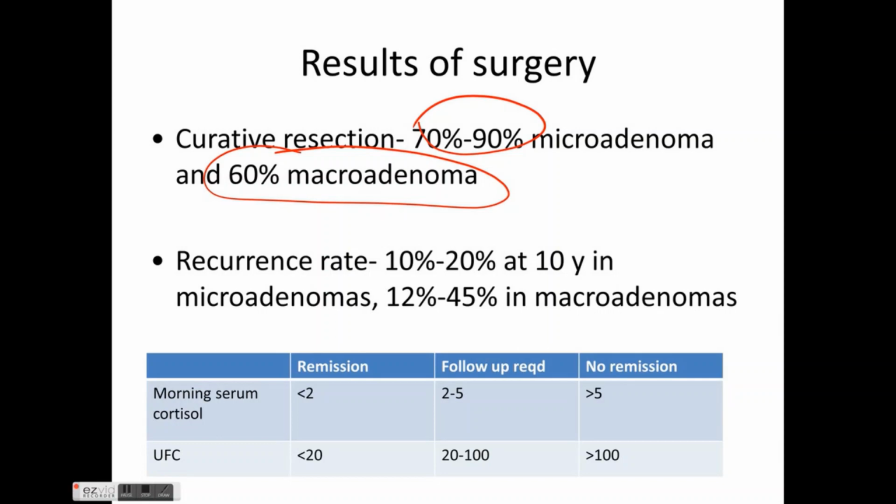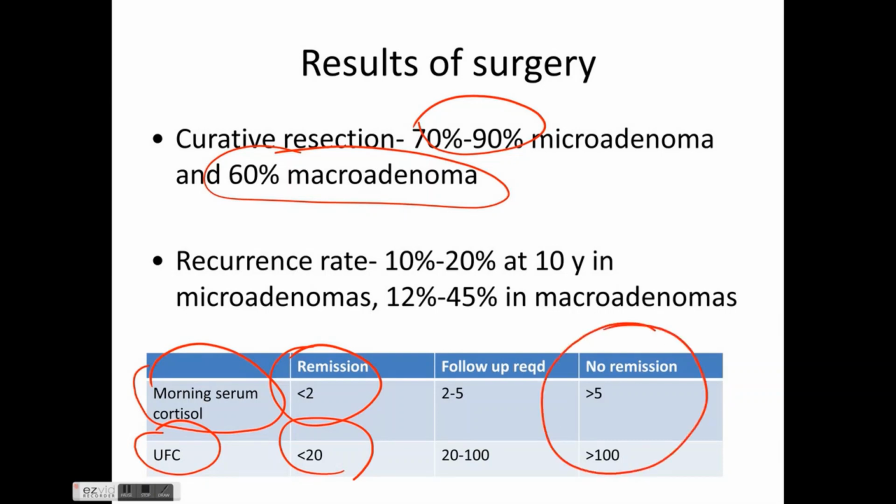Now, when do we call the patient in remission or no remission? If the morning serum cortisol is less than 2, it is suggestive of remission. If the urinary free cortisol is less than 20, it is also suggestive of remission. If the same values are more than 5 or more than 100, it is suggestive of a surgical failure and there is no remission. If the values are in between, in the gray zone, like 2 to 5 of cortisol or 20 to 100 of urinary free cortisol, then it's a gray area and only follow-up is required.